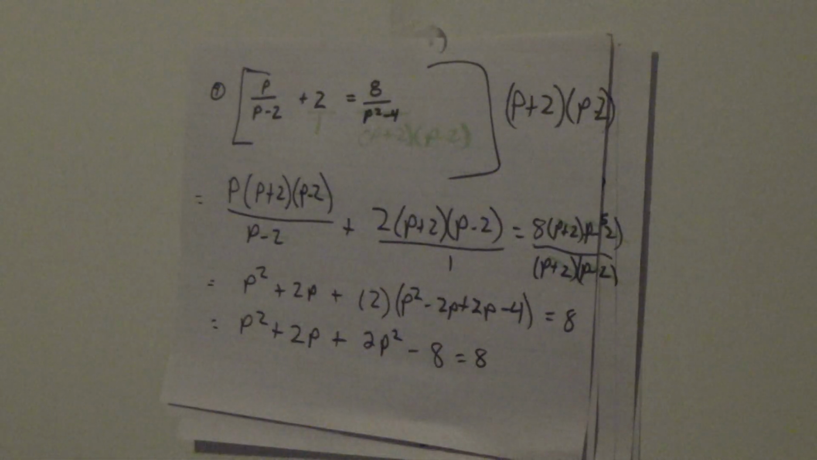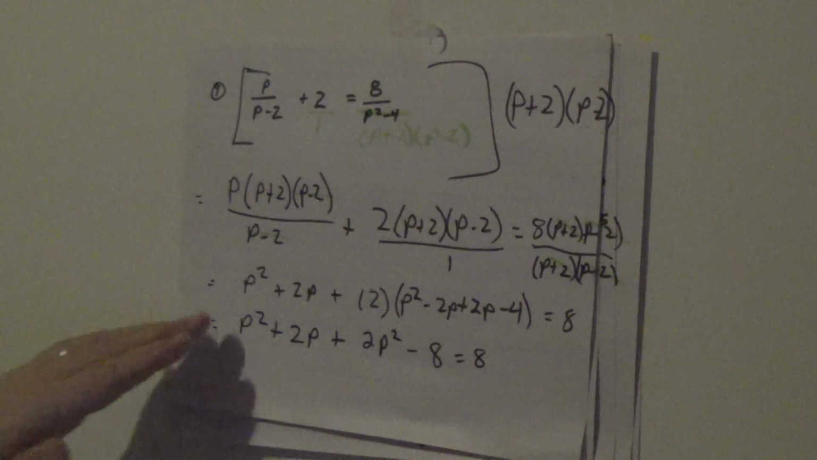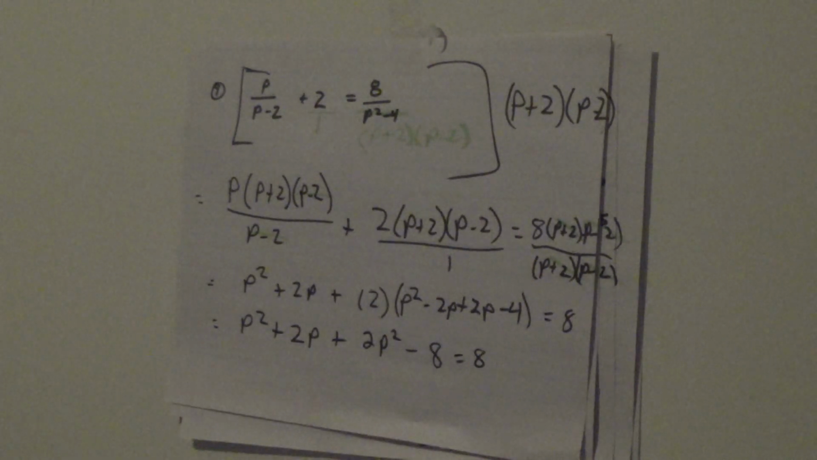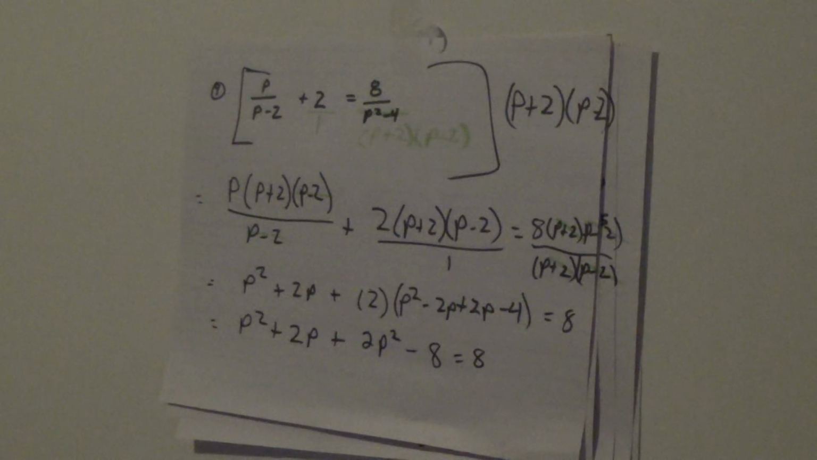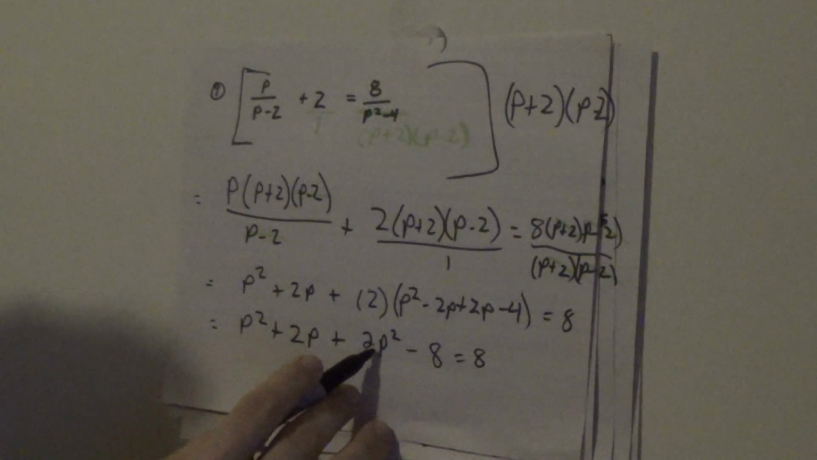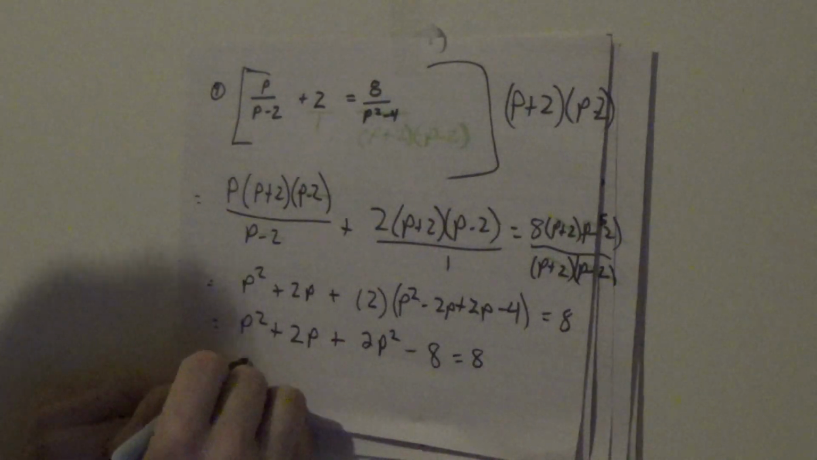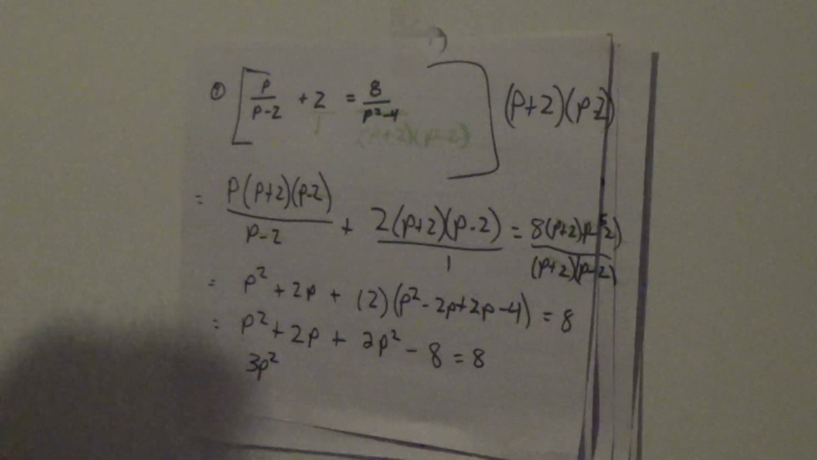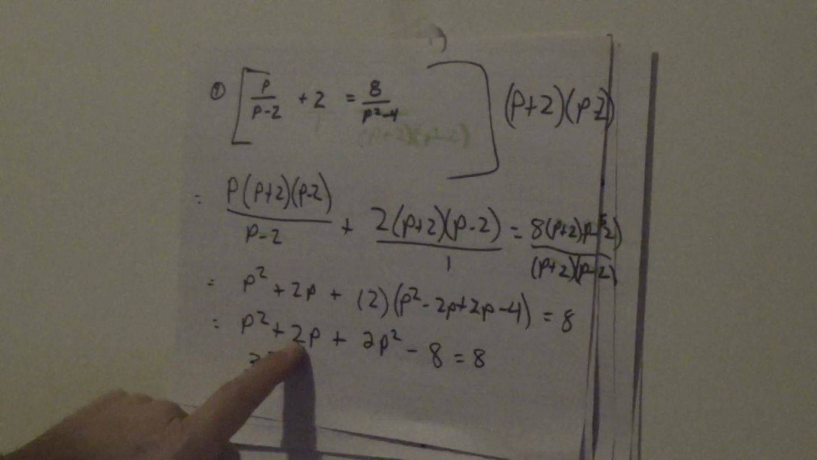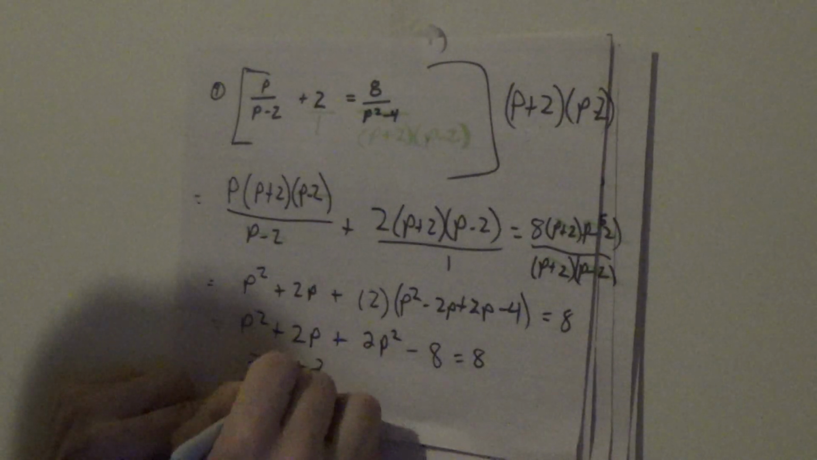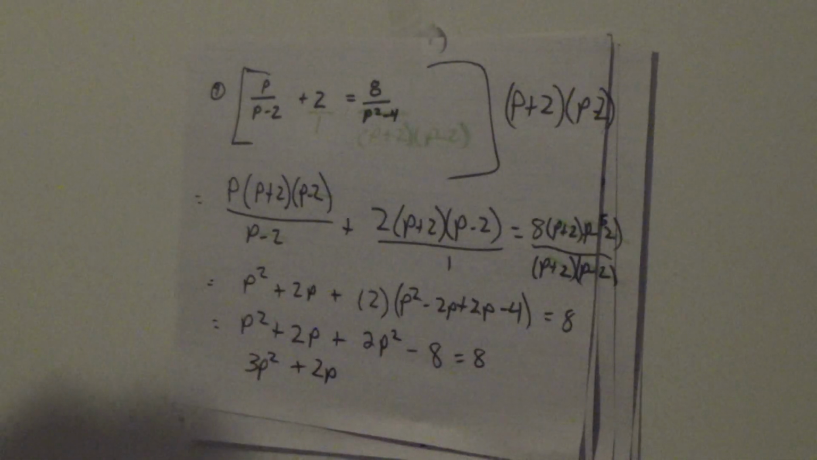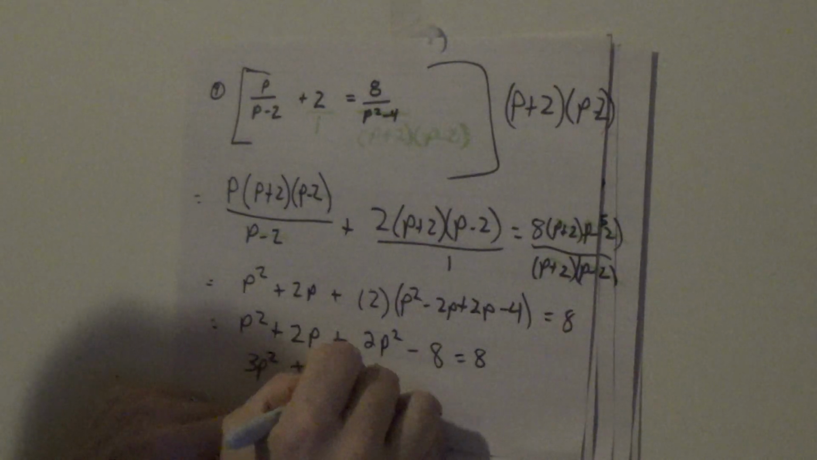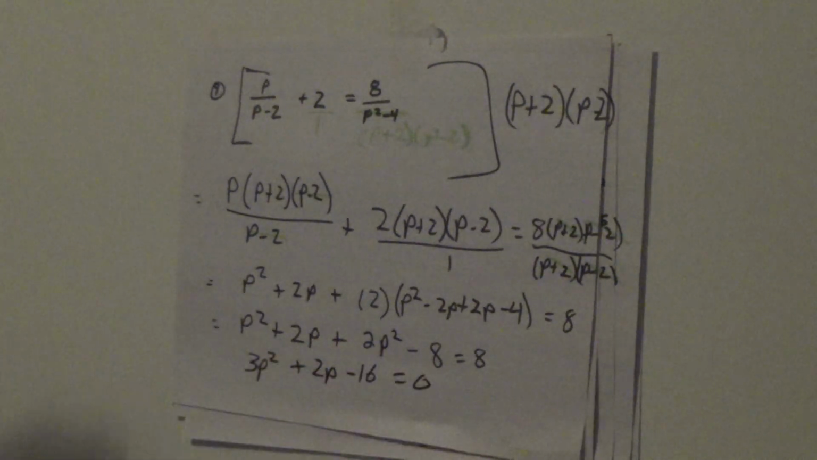So we've got to put this together into, we see it's a quadratic because we've got p squareds. We want to make it equal 0 so we can solve it. So let's go ahead and collect. We have 2 plus 1, or 3p squared, plus 2p. And we'd subtract 8 from both sides, giving us minus 16 equals 0.